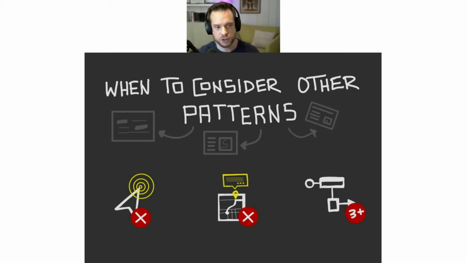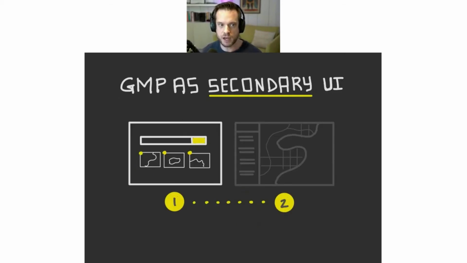And this is not inclusive. This is just the 3 that have been swirling around in my head for the last 4 weeks or so. So the first one is the Google Maps pattern as a secondary user interface element.